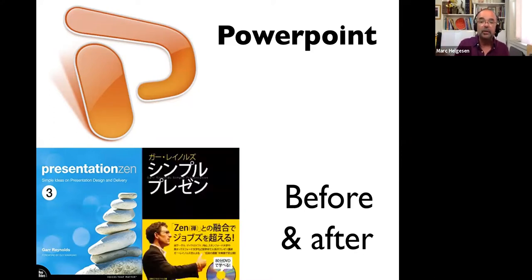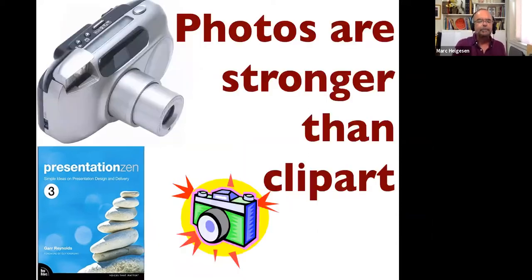There are a couple of Japanese versions of Presentation Zen available. One is Simple Prezen, and another is just called Presentation Zen, but it's in Japanese. Okay, idea number one: photos are stronger than clip art. It used to be clip art was pretty much standard, but photos are stronger.